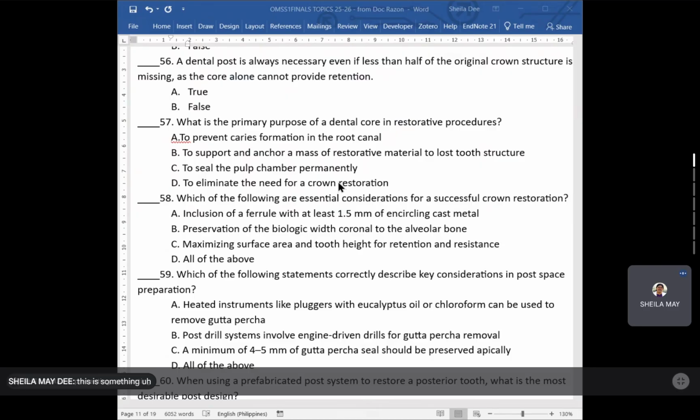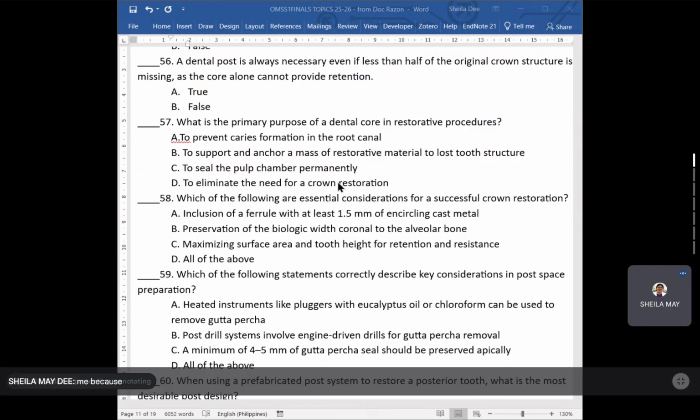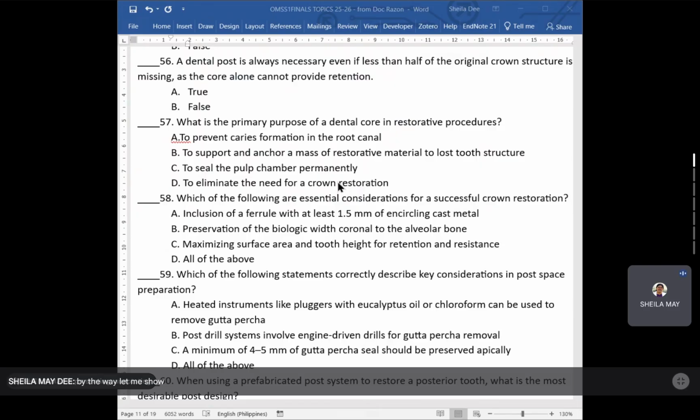This is something that has a condition. We call this, there is a condition. Oh, by the way, let me show you the rule. The rule.